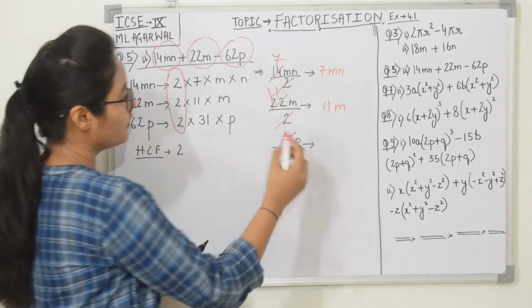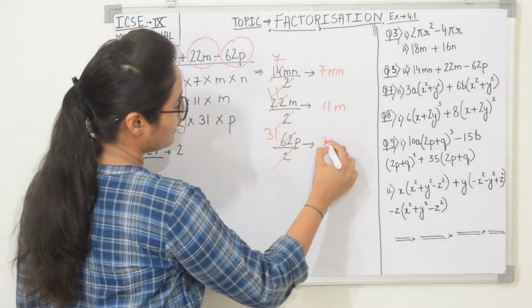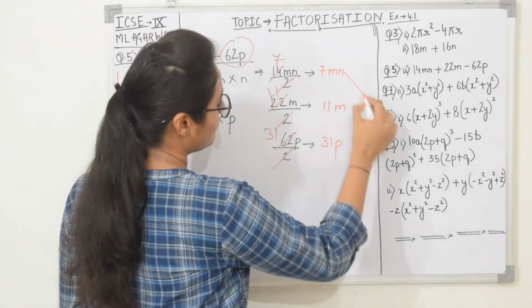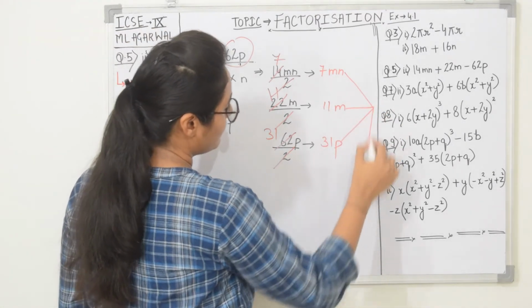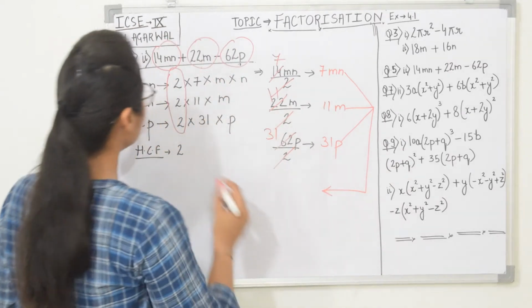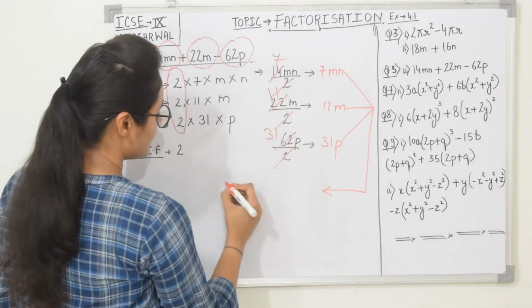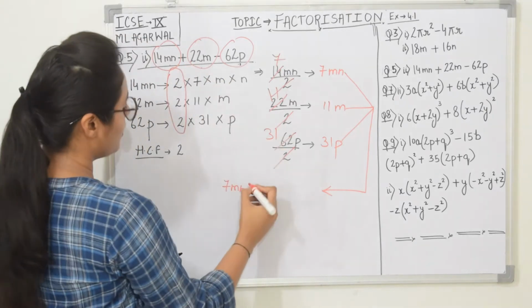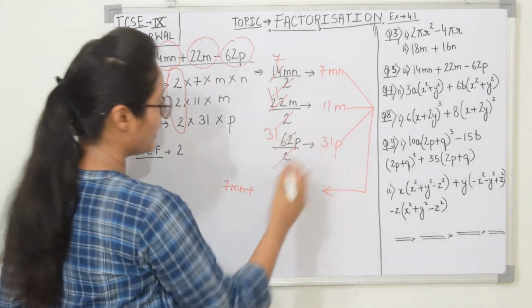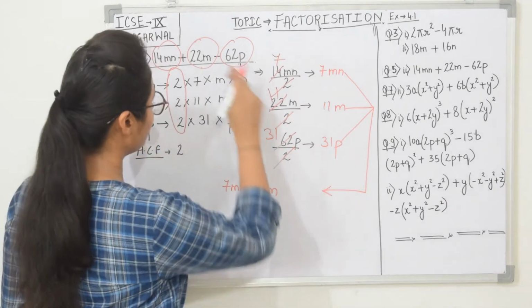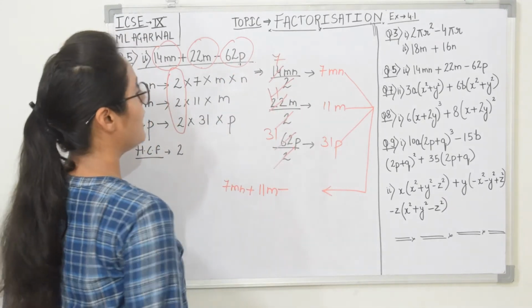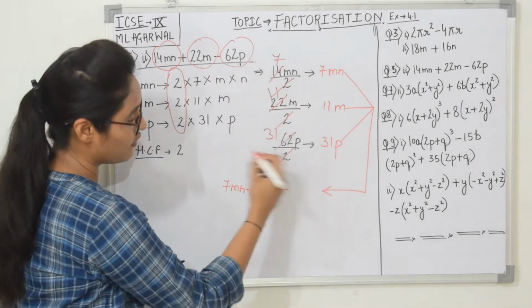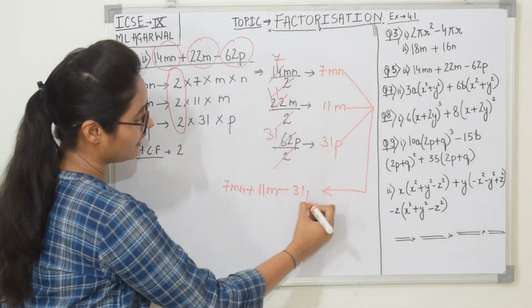62p, dividing it, you will be getting 31p. So what we have to do is just combine them all, and after combining them you have to write it down here as the form of your answer. 7m, the sign you have to pick from your polynomial only, plus 11m, the sign you have to pick from your polynomial, minus 31p, you have already picked the sign, now we are going to write it 31p.